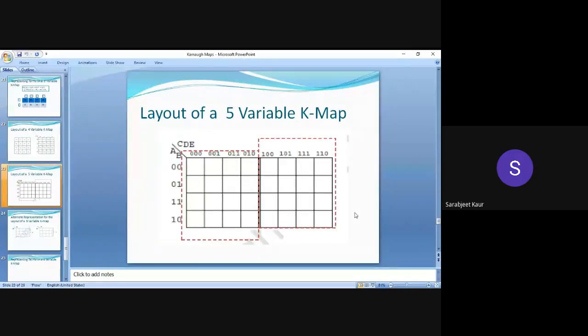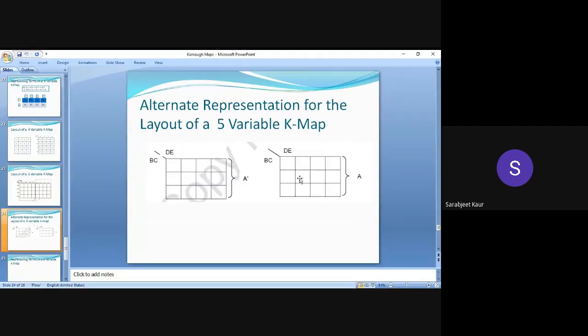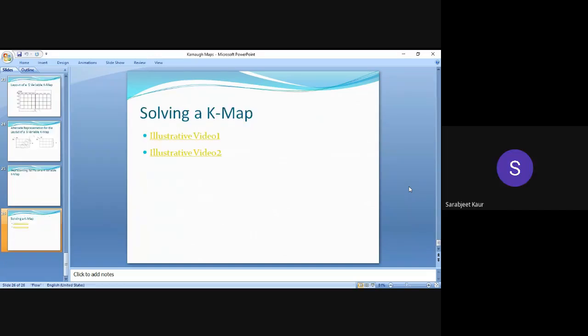So how will a 5-variable Karnaugh map be made? By joining two 4-variable Karnaugh maps. The first 16 combinations will come when A is equal to 0, and the next 16 combinations will come when A is equal to 1. Any problem up till now? No, ma'am. Good.